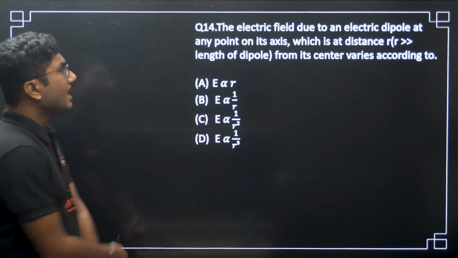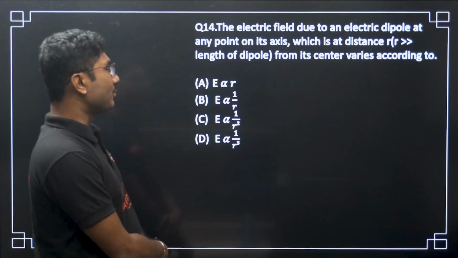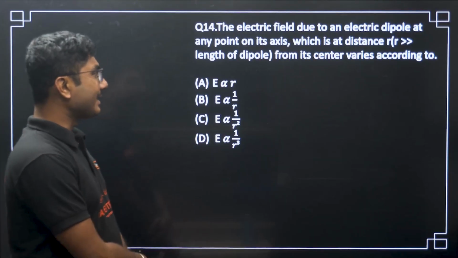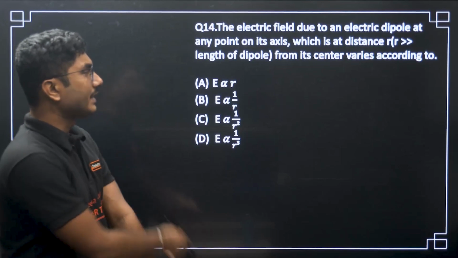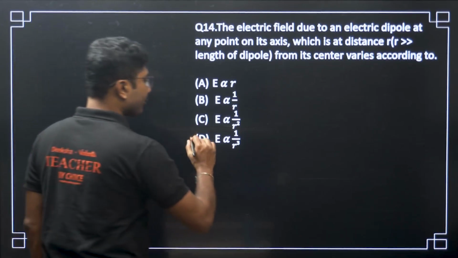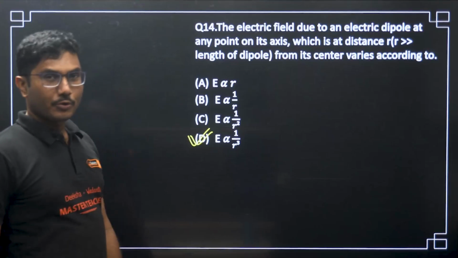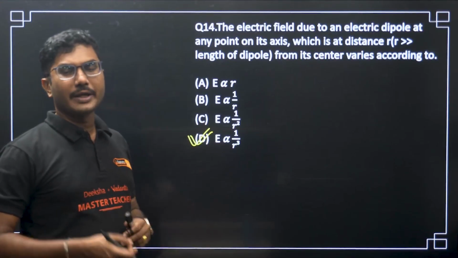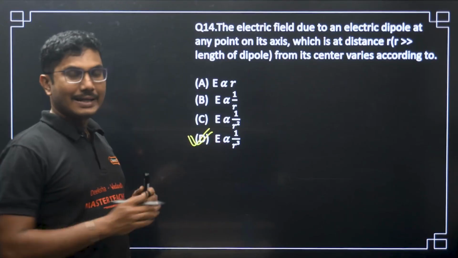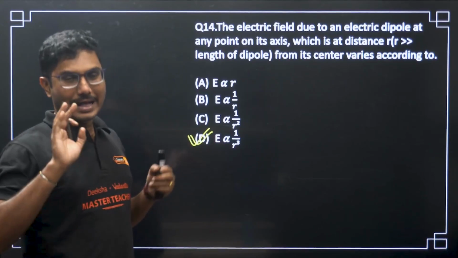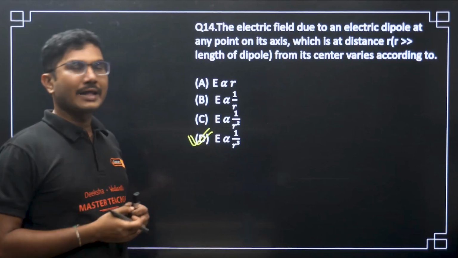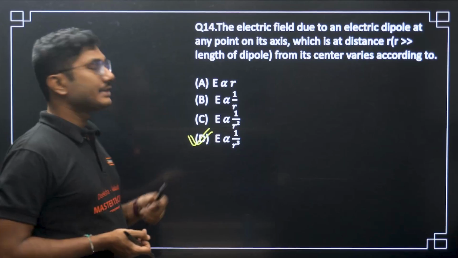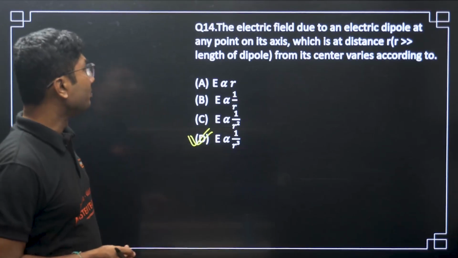Question number 14. The electric field due to an electric dipole at any point on its axis, at a distance r greater than the length of the dipole from its center, varies according to E proportional to 1 upon r cube. Be it on the equatorial plane or on the axis, anywhere it is located, as long as the distance is more than the length of the dipole, it is always E proportional to 1 upon r cube.